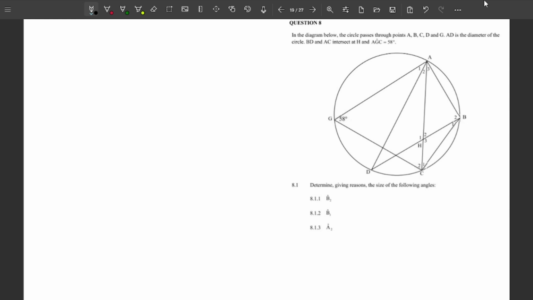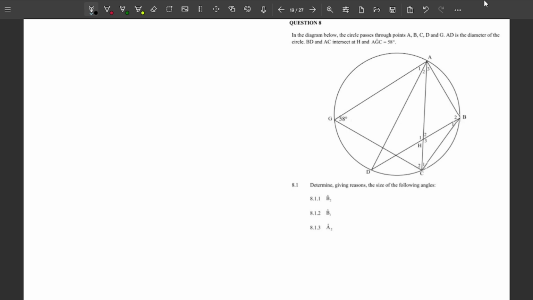Hi guys, so today we are doing a maths paper 2 Gauteng question paper. This is a 2024 prep examination for the trial. We're going to be doing this one, which is the Euclidean, and it's going to be an interesting one.